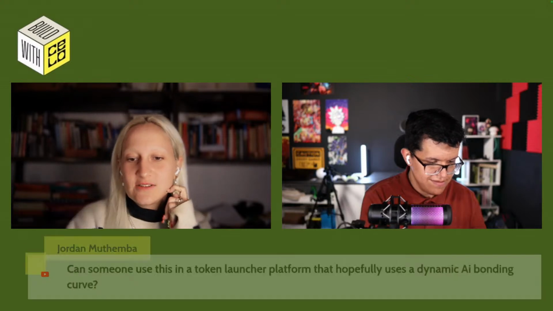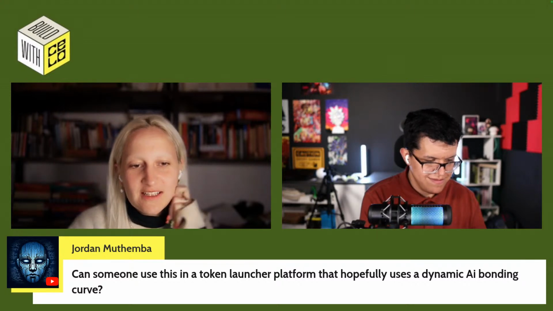We have one last question, I think, from Jordan. And then I also have one last question. Oh, we have more questions. Sorry. Okay, so Jordan asks, can someone use this in a token launcher platform that hopefully uses a dynamic AI bonding curve?